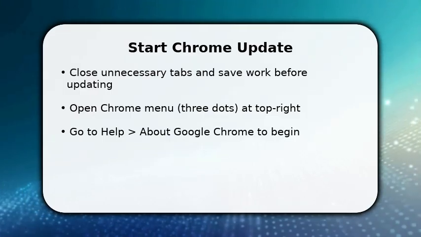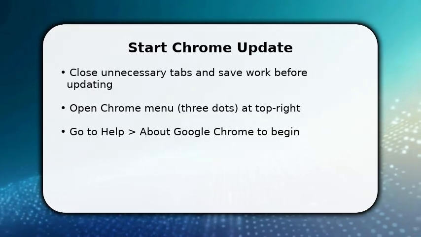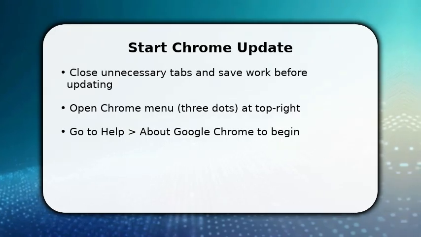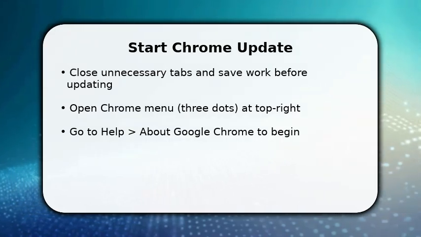You begin by preparing Chrome and your PC. Save work and close heavy tabs so the update runs smoothly. Once ready, click the three-dot menu at the top right. This gives quick access to help.